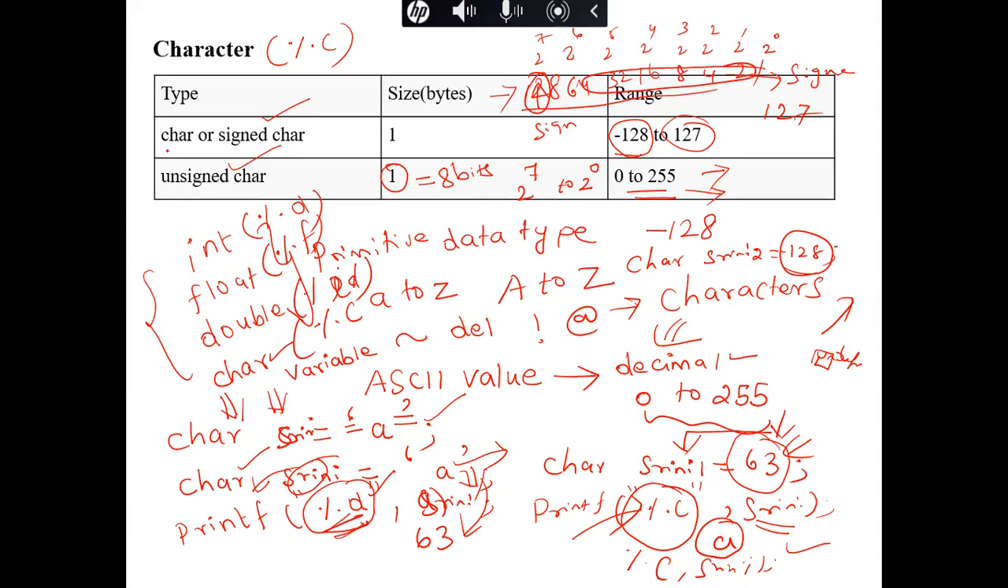But here, what I have said is the difference between the signed character and unsigned character. It is specified based on the size. Don't confuse it with any other things. So this is also a very important primitive data type in C programming.